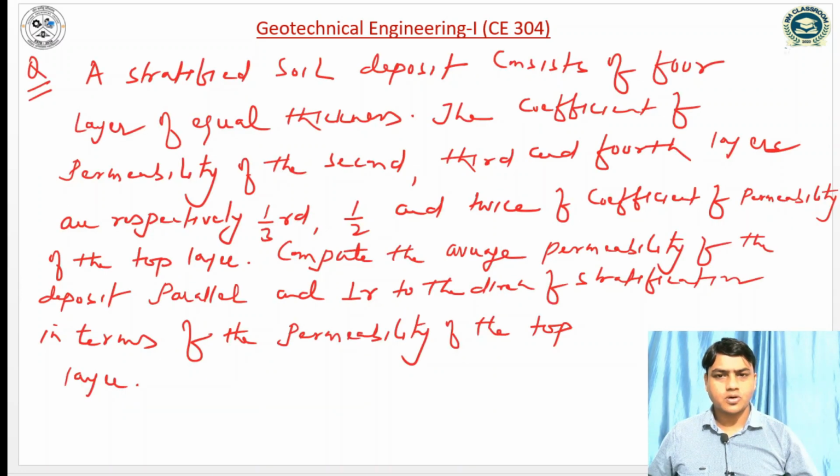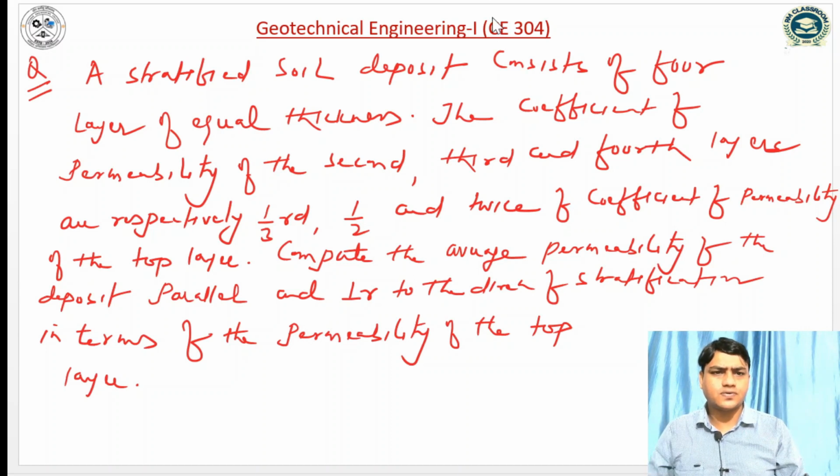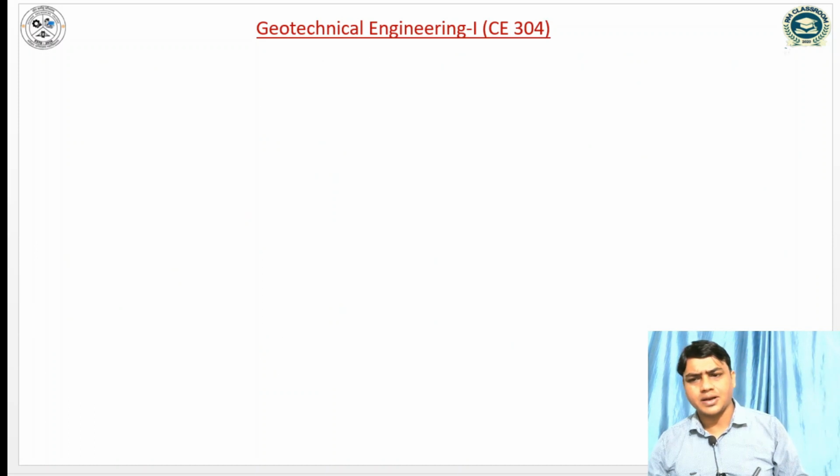So let us take one problem. A stratified soil deposit consists of 4 layers of equal thickness. The coefficients of permeability of the second, third and fourth layer are respectively 1/3, 1/2 and twice the coefficient of permeability of the top layer. So compute the average permeability of the deposit parallel and perpendicular to the direction of stratification in terms of the permeability of the top layer.